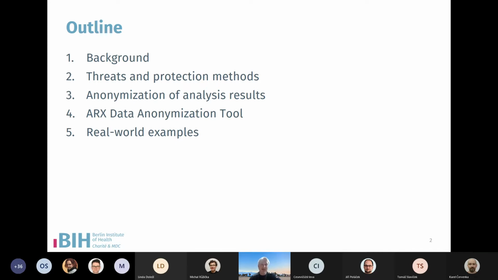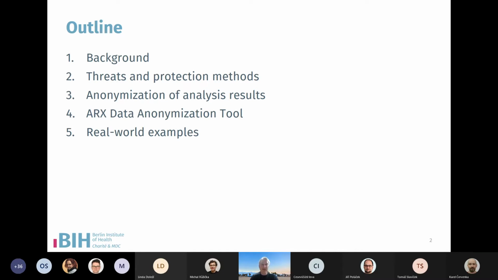I will then proceed to talk in more depth about the different threats that data can be posed to, or that it must be protected from sometimes, and different ways of capturing these threats and implementing protection methods. I will then also talk a little bit about the anonymization of the results of analyses, because it's often not only the primary data that needs to be protected from disclosure, from privacy threats, but also, in particular, of course, in the scientific context, results of scientific analyses that might be done in different areas.